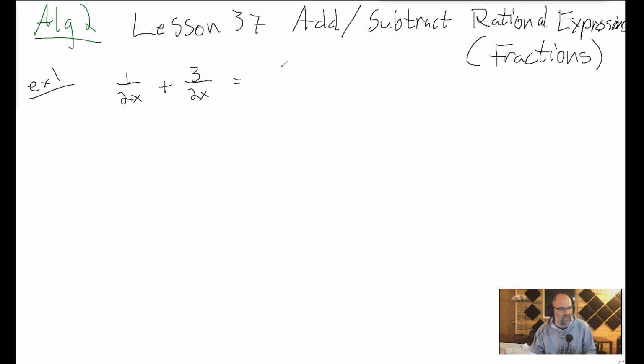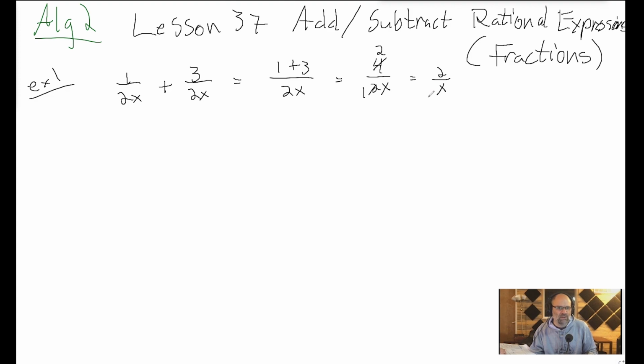We just add the numerators, 1 plus 3, and keep the same denominator. So you can simplify this because you can add constants together. So 4 over 2x. And then you can reduce. Sometimes you can reduce. So 4 and 2 reduce, 2 over 1, or you basically just have 2 over x. Does that make sense?